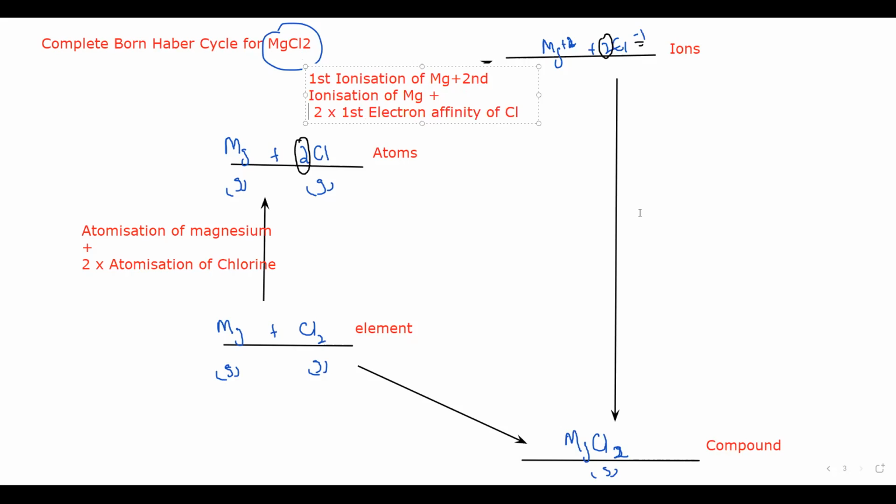And when ions form a compound, we call that lattice energy. So this is the lattice energy. And when the elements form the compound, we call that the formation of that compound. So this is the Born-Haber cycle for magnesium chloride. Is this example clear? Does anyone have a doubt or a question related to this magnesium chloride?